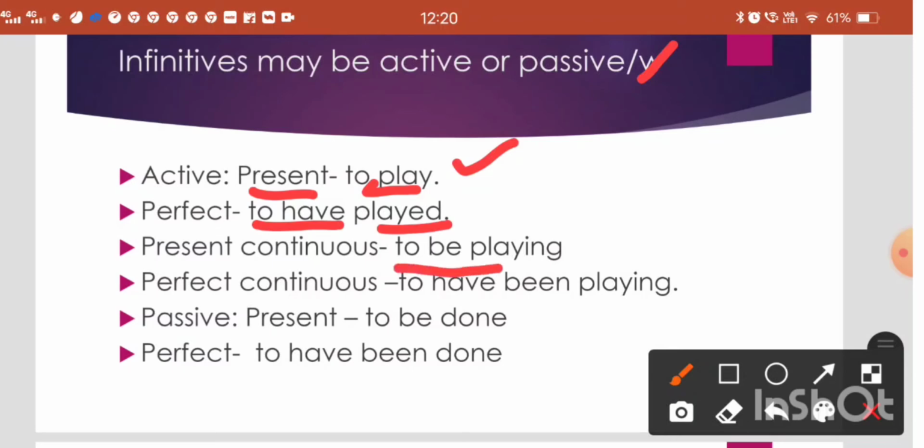Present continuous, to be playing. Here we have added be or ing form. Perfect continuous, to have been playing. Again, we have added have been and ing form of the verb.